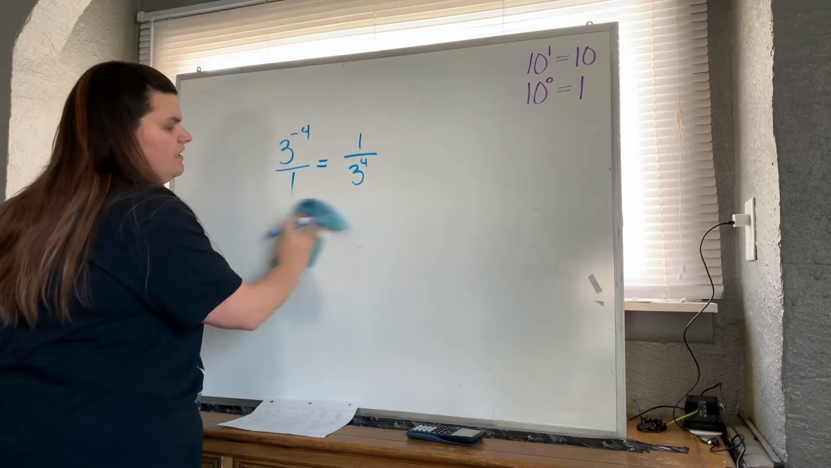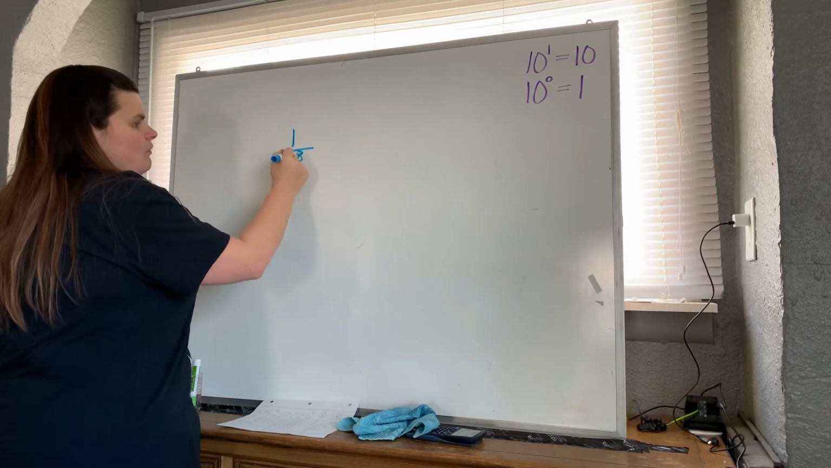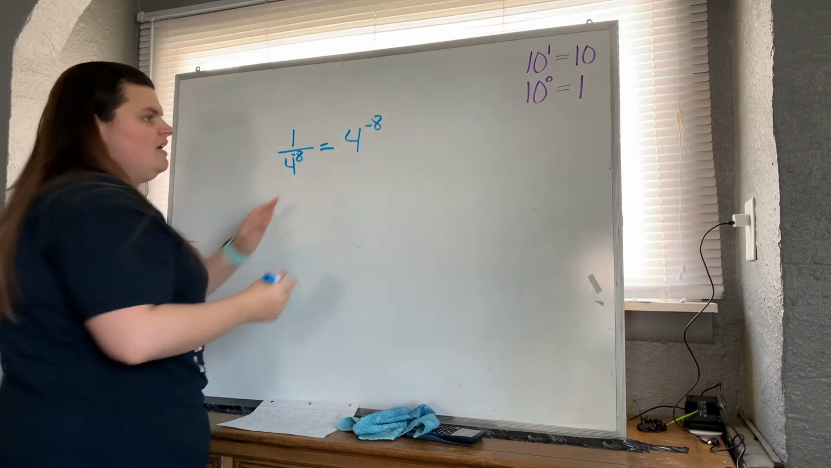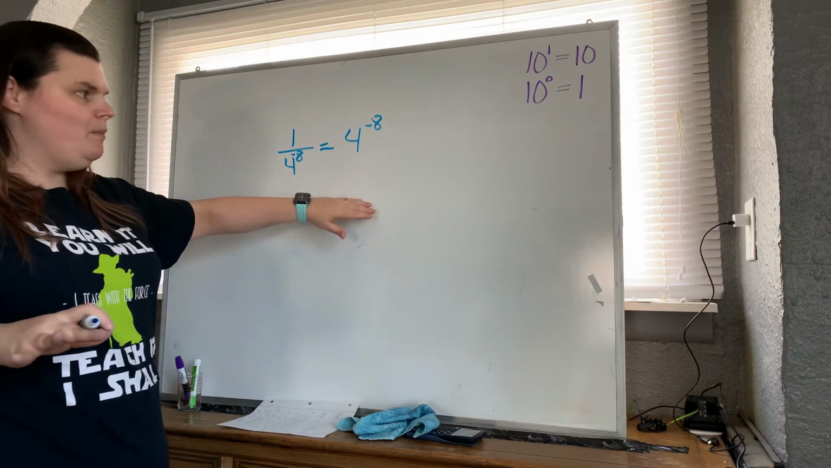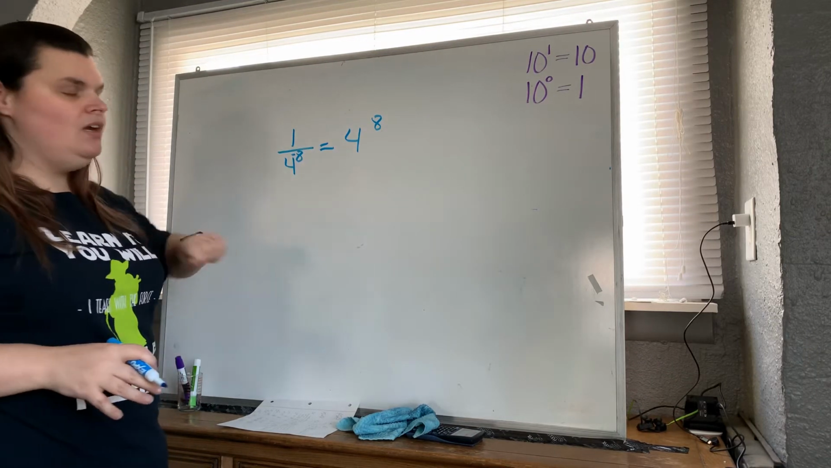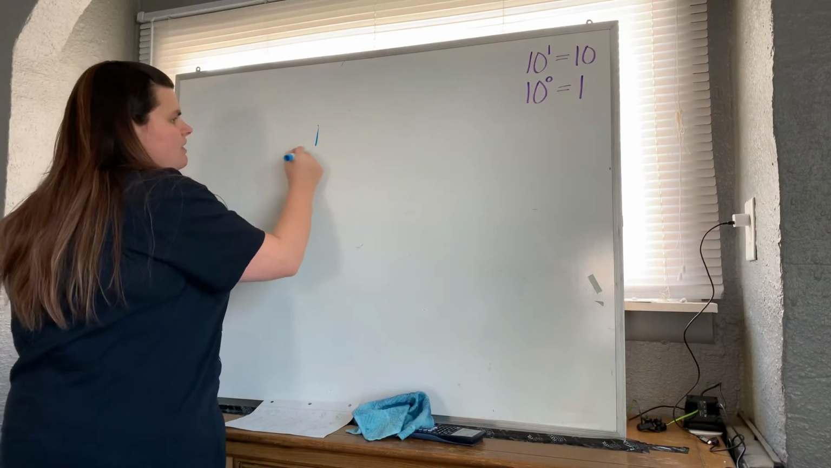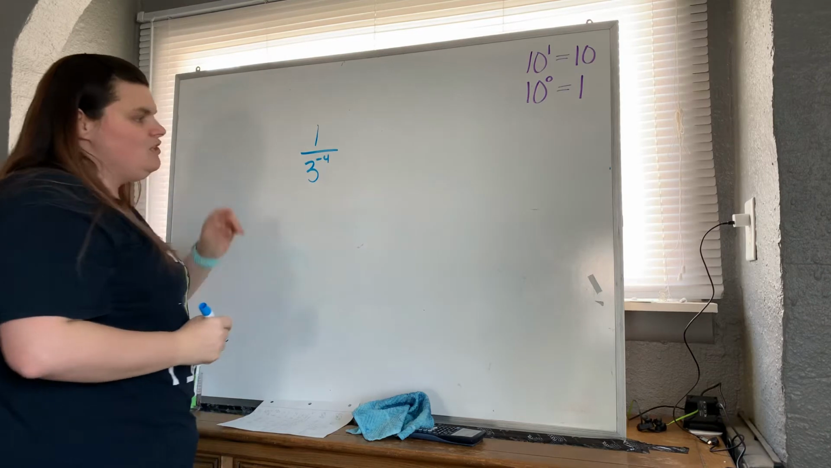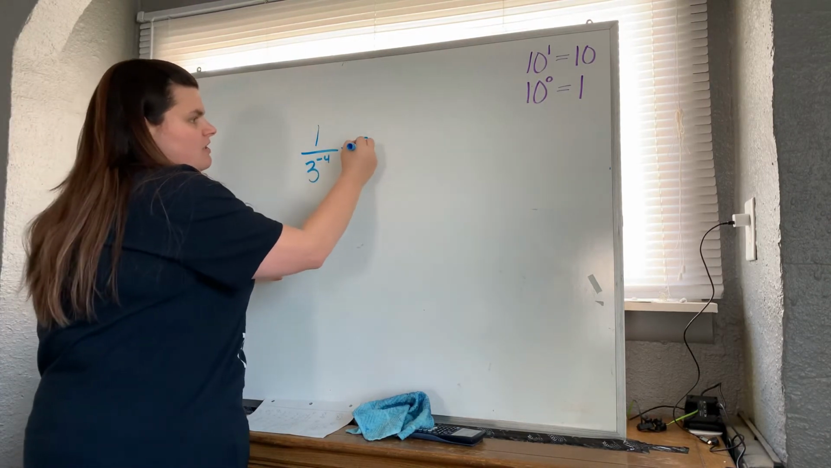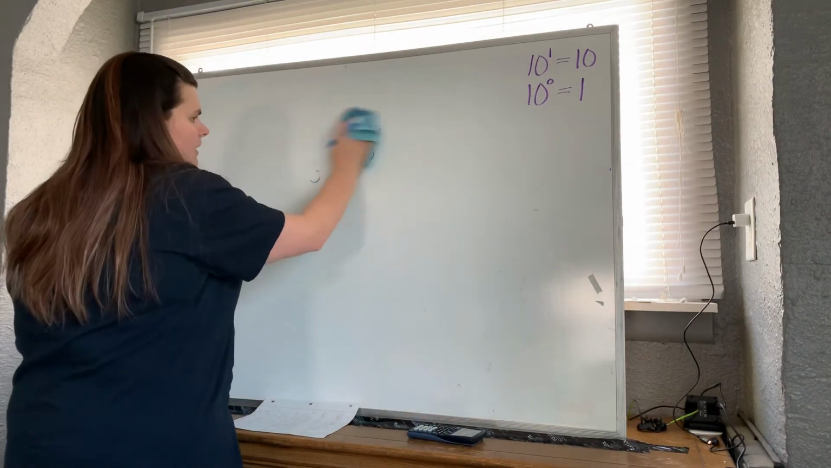Let's look at one where it's already in the denominator. So if we have 1 over 4 to the negative 8, this is 4 to the negative 8 over 1, but I don't have to write that, remember? So I'm just going to leave it just like that. Oh, I'm sorry, I forgot to get rid of my negative. So it's 4 to the 8. Remember, when I move its location, I change it to a positive. So when I move this up top, 1 over 3 to the negative 4th is going to become 3 to the 4th. That's it.